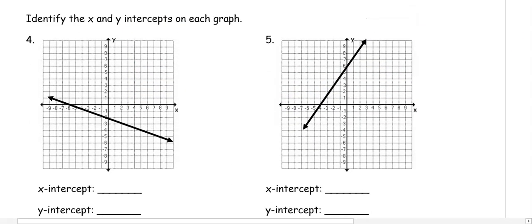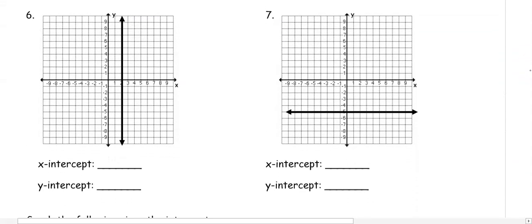So number 4, the x-intercept, where we're crossing the x-axis at negative 6, so we would have negative 6, 0. The y-intercept, where we're crossing the y-axis, is 0, negative 2. In number 5, our x-intercept would be negative 4, 0, and our y-intercept would be 0, 6.